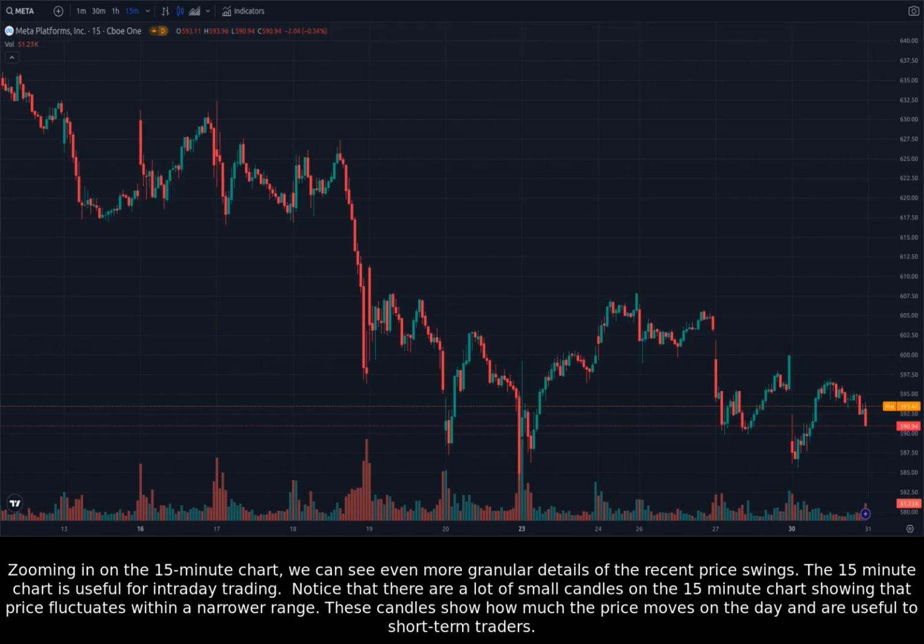Zooming in on the 15-minute chart, we can see even more granular details of the recent price swings. The 15-minute chart is useful for intraday trading. Notice that there are a lot of small candles on the 15-minute chart showing that price fluctuates within a narrower range. These candles show how much the price moves on the day and are useful to short-term traders.